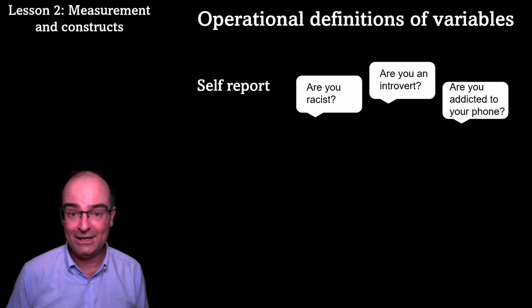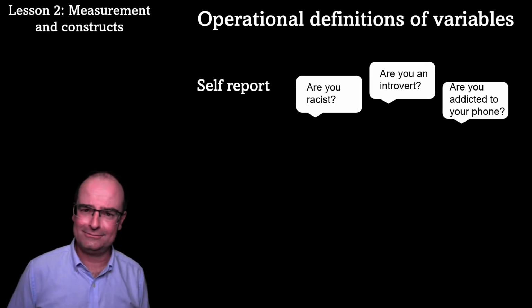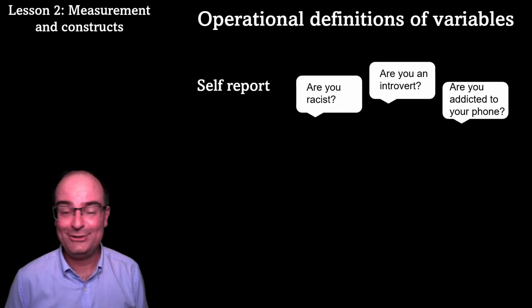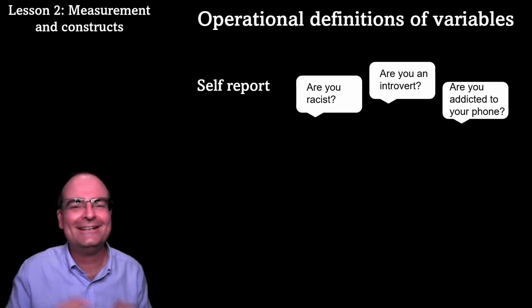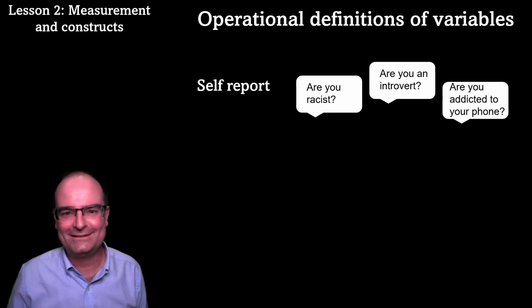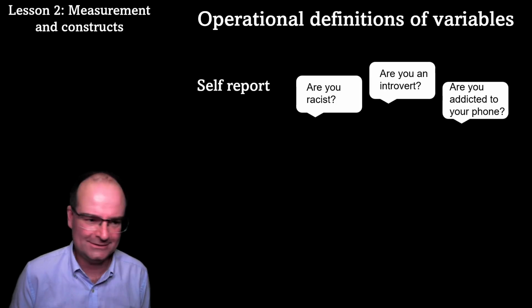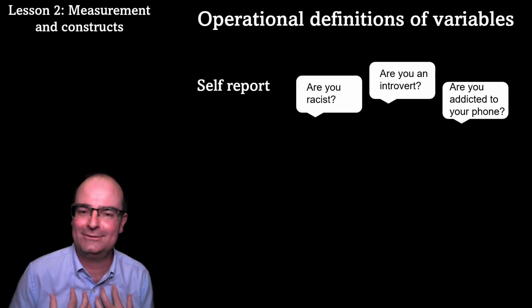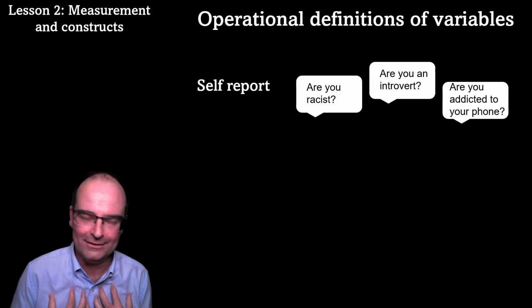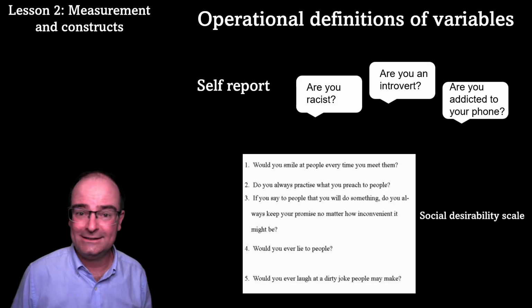Asking people to tell you on a questionnaire or in an interview, how racist are you? Are you an introvert? Are you addicted to your phone? No, I'm not addicted to my phone. Self-reports are notoriously unreliable. People are trying to represent themselves as best as possible, and people are often deceiving themselves, so they don't actually have insight into an accurate understanding of what's going on in their psychology. Or people are just lying.